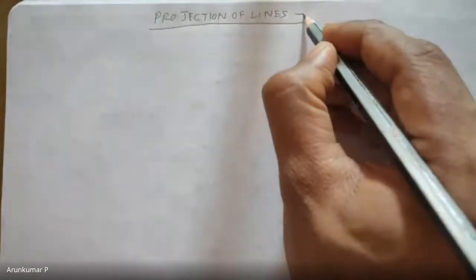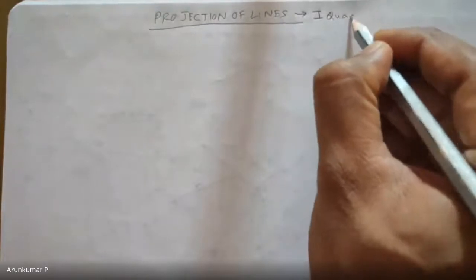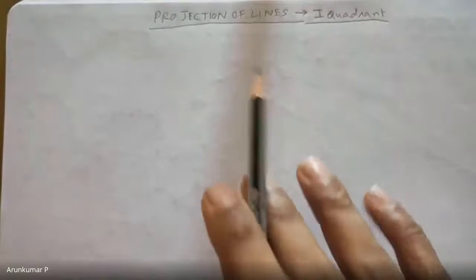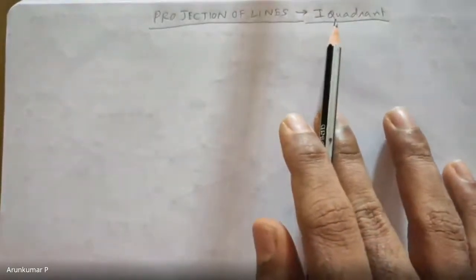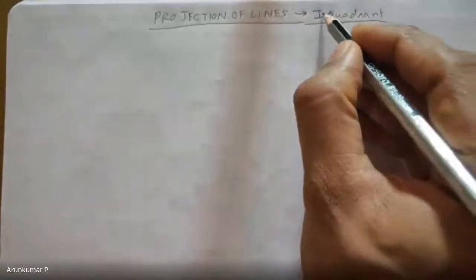And most importantly, in projection of lines, the line is situated in the first quadrant only. This is very important. The line will never be kept in the second, third, or fourth quadrant, at least as per your syllabus. And in general, you take any syllabus across India, in projection of lines the line is always kept in the first quadrant. They are never kept in the second, third, or fourth quadrant. So this is the first point to be noted.